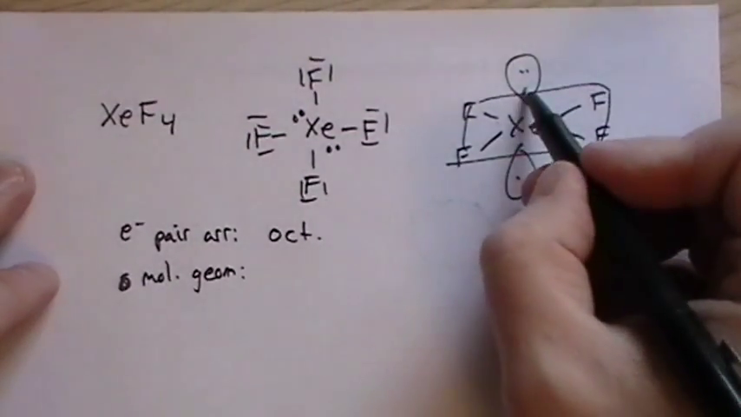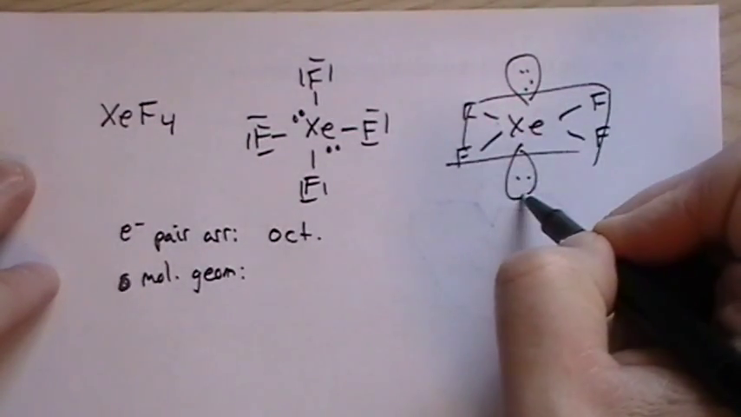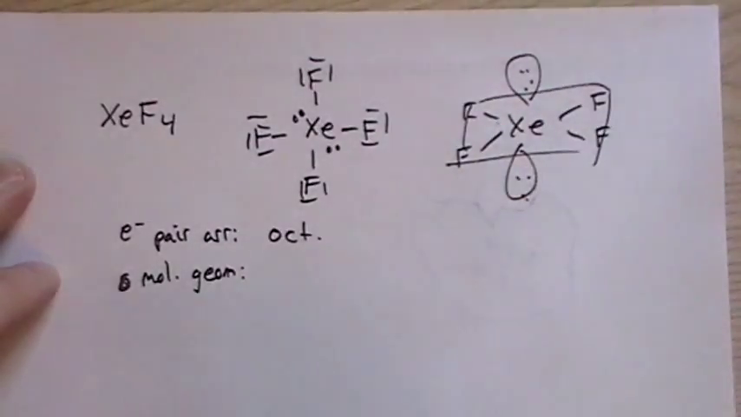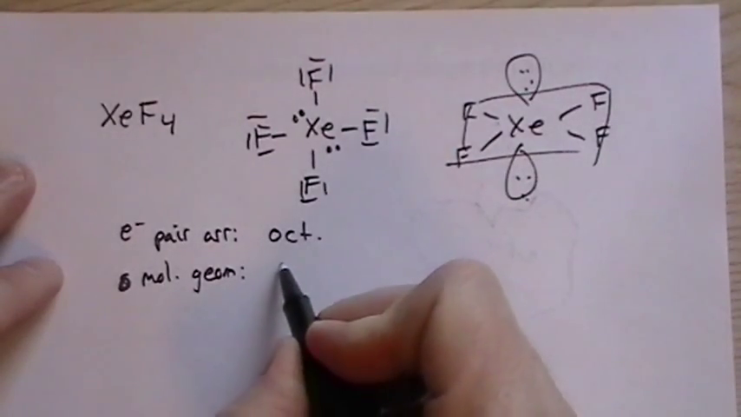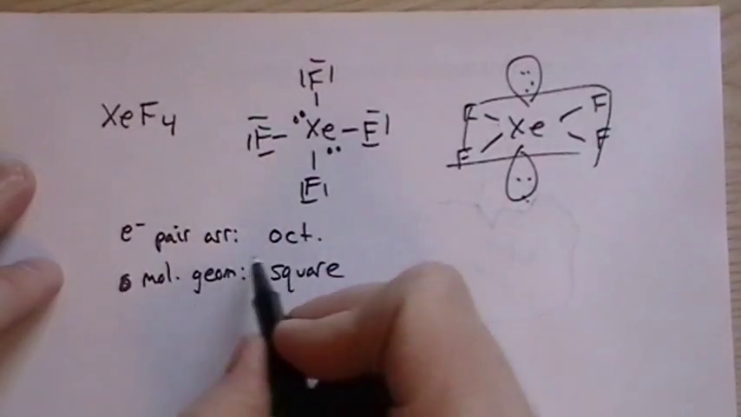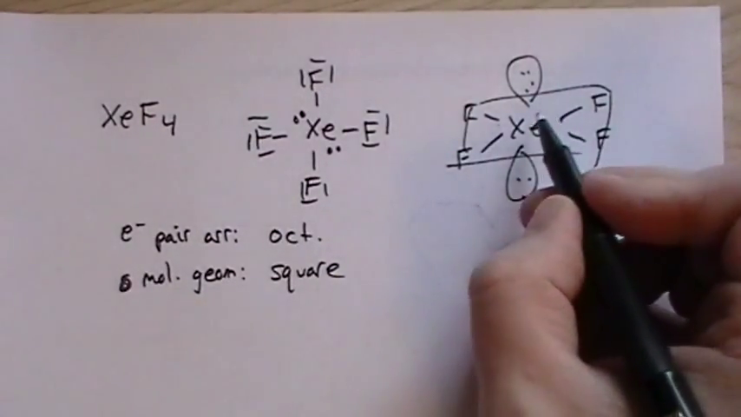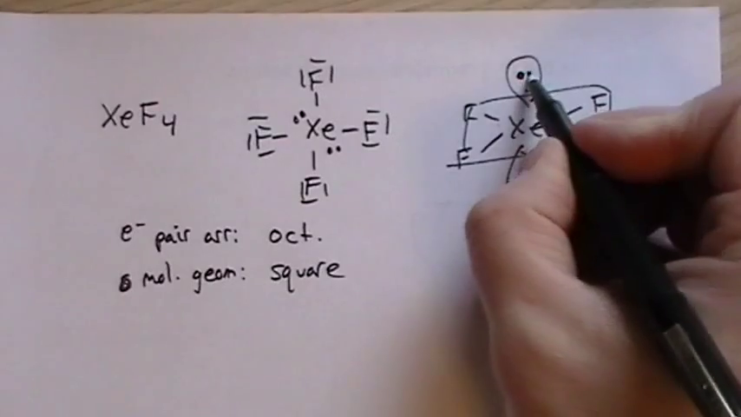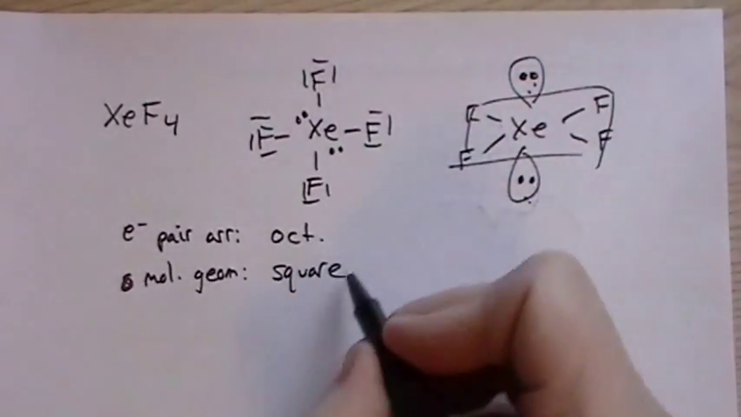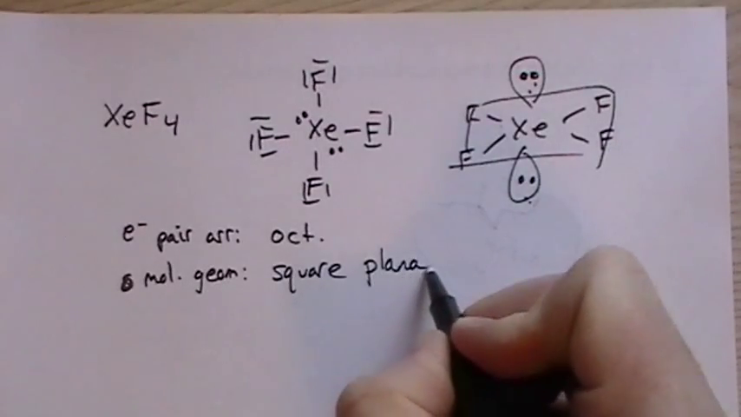The lone pairs are always going to be across from each other if there's 2, because if you put a lone pair here, they'd be right next to each other. Here they're 180 degrees from each other. So this is always going to be square planar. When you have an octahedral electron pair arrangement and there are 4 atoms, they're going to be square planar.